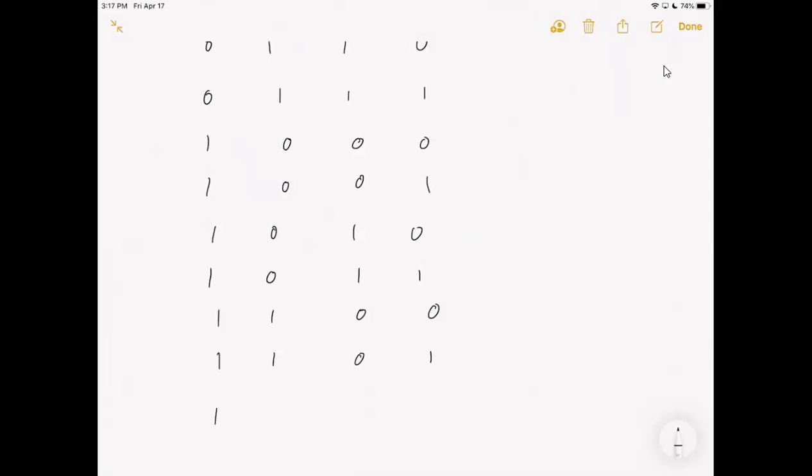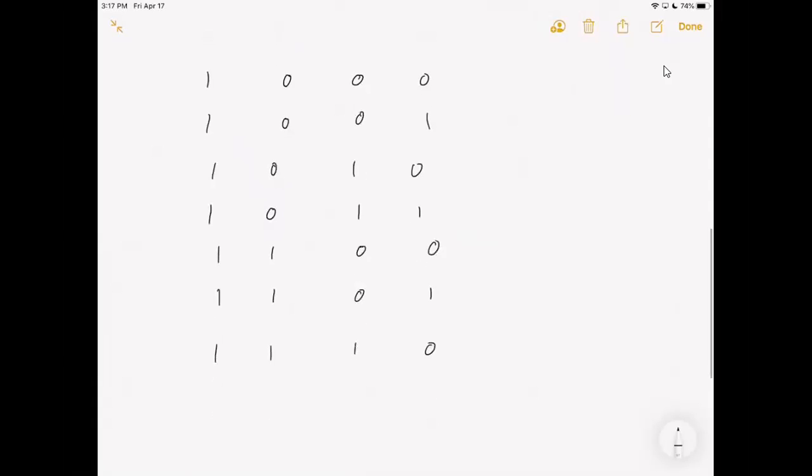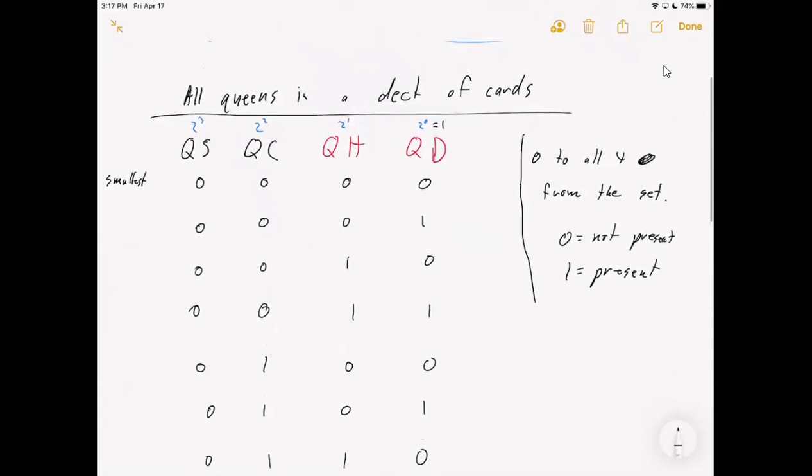13, 14, and 15. That would be where all of them are there. Okay. So notice this is the number. If we were to do this in base 10, this is equal to 15 in base 10. And we had started all the way back here.